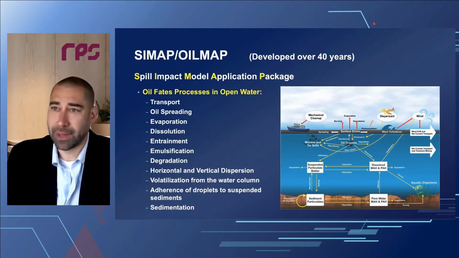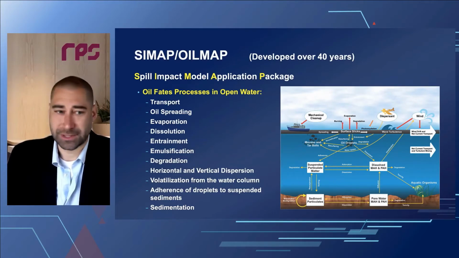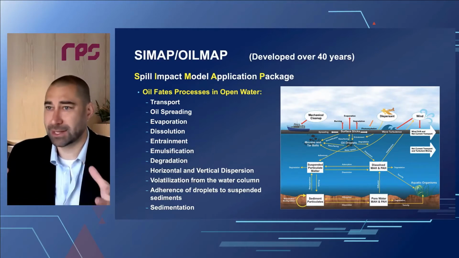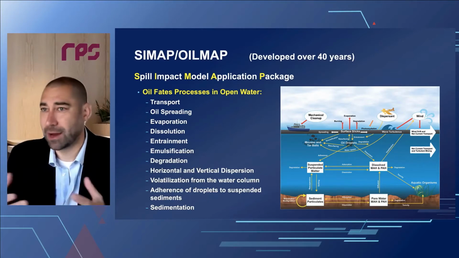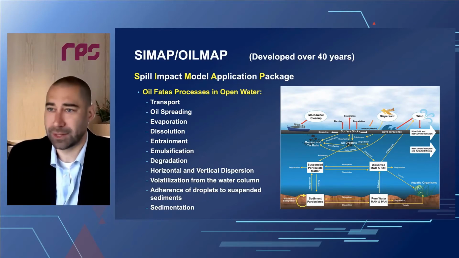SciMap is a spill impact model application package, and it's actually a four-dimensional trajectory, fate, and effects model. What we're doing is we're looking at oil moving on the surface and in the water column and looking at how it can evaporate, how portions can dissolve into the water column. We're looking at a number of different fate processes. I don't want to walk you through all of these, but what we do is we discretize a release. We break it up into many thousands of different particles and then allow each one of those particles to move through the environment to figure out where oil would go.